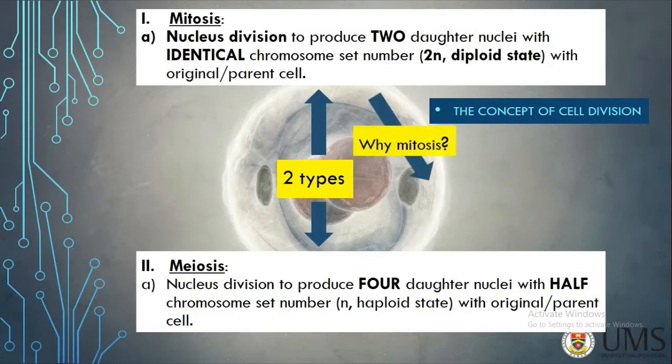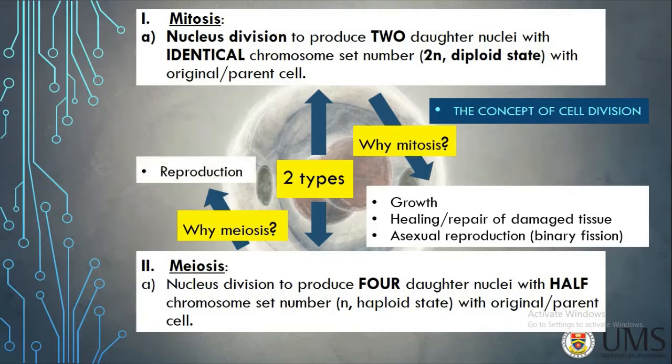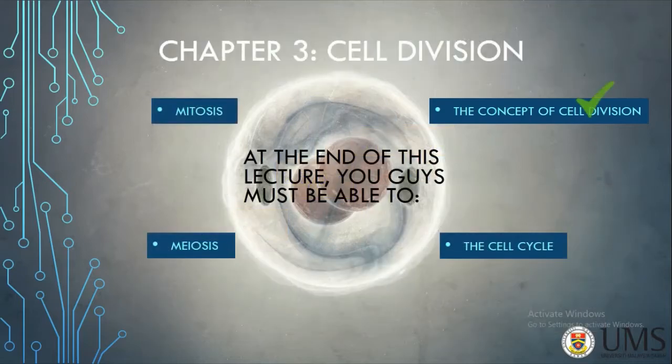So why do we undergo mitosis? Mitosis is needed for the growth of organisms, the healing or repair of damaged tissue, and even for asexual reproduction, also known as binary fission. And why do we undergo meiosis? Meiosis is done for reproduction. So now we have covered the concept of cell division.